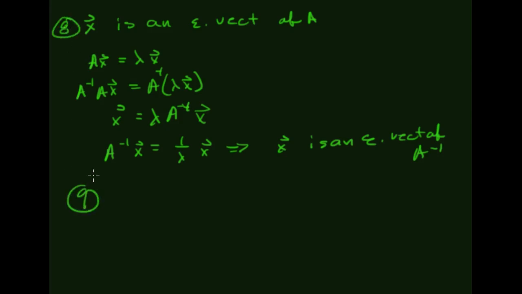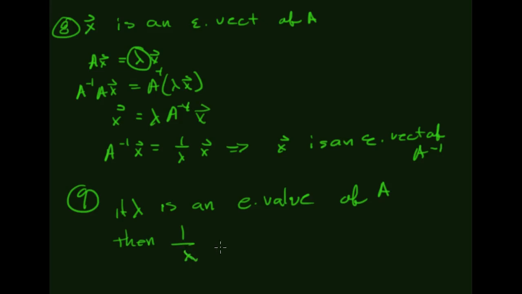Number 9 just asks the question, what's the relationship between the eigenvalues? Well, if lambda is an eigenvalue of A, then 1 over lambda is an eigenvalue of A inverse. That's like in problem number 8. So the conclusions you need for number 9 are directly following from the work in number 8.